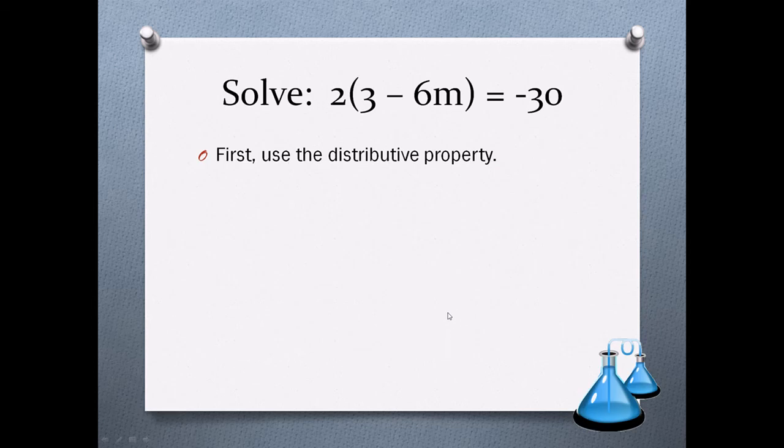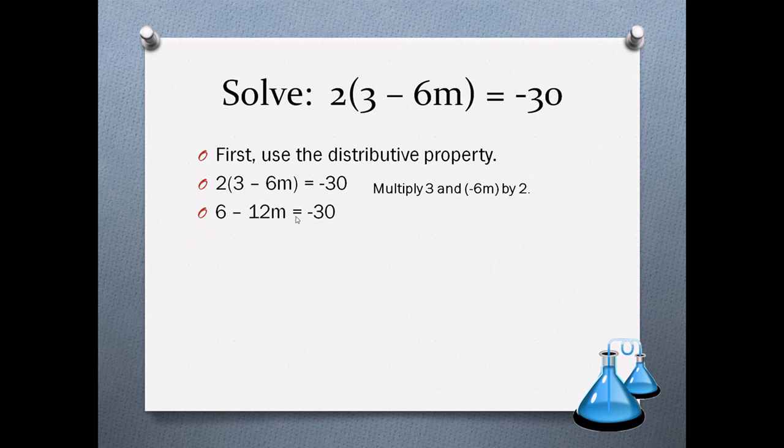What else could there be? Well, let's try it. We've got 2 times (3 minus 6m) equals negative 30. So let's use that distributive property. We've got 2 times 3, 2 times negative 6m. So once we multiply, we have 6 take away 12m equals negative 30. So far, so good. Hey, look, we don't even have variables on both sides. We can just group up our numbers.